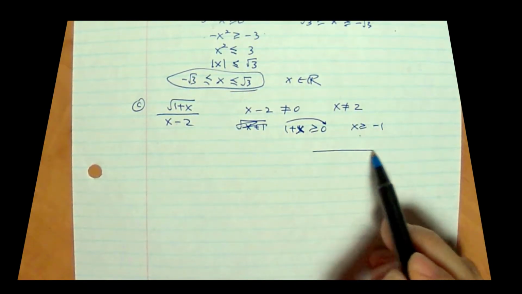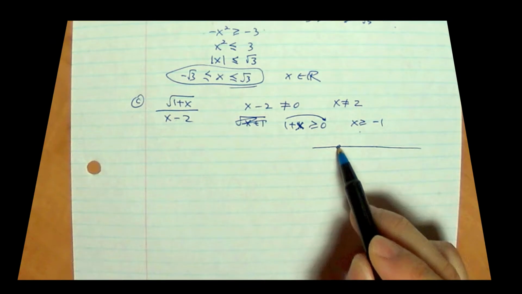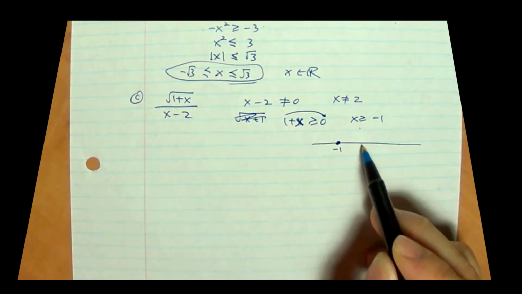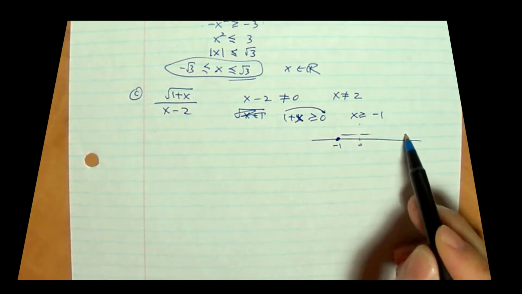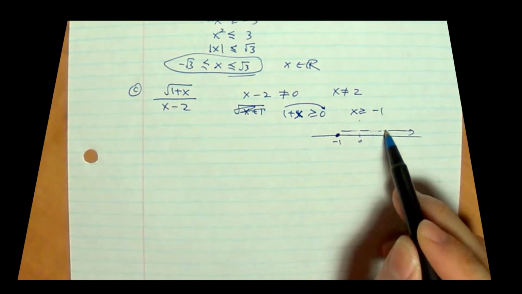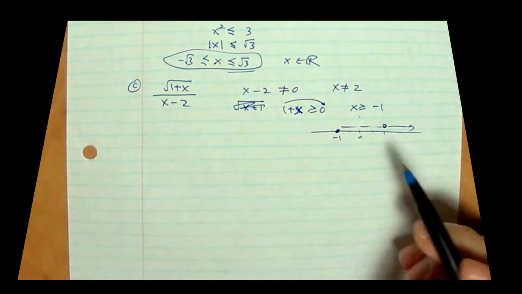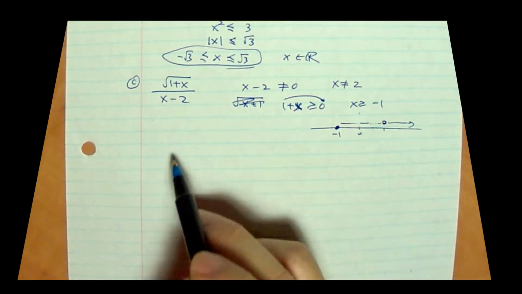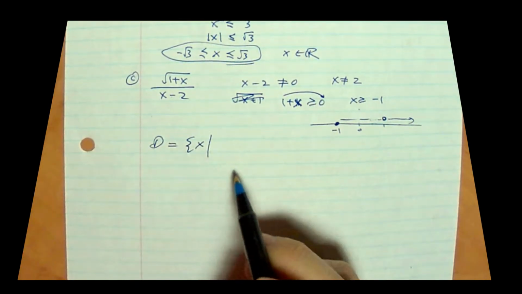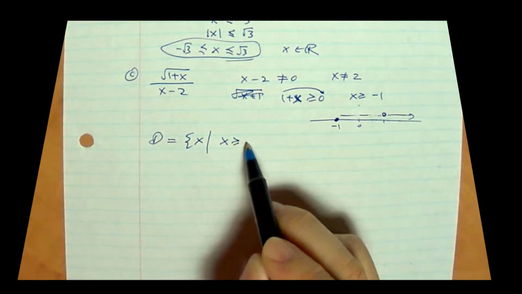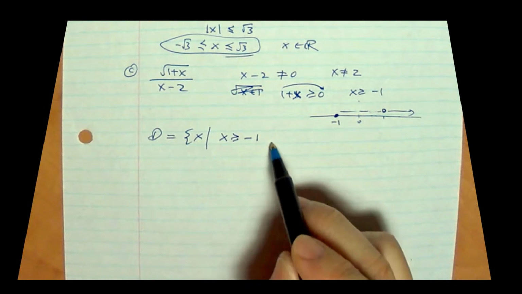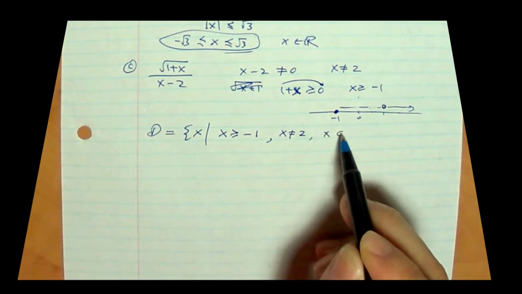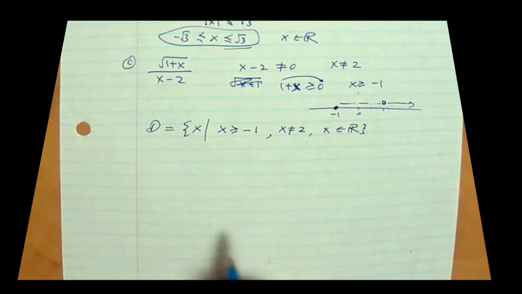So if you look at the number line, anything x is greater than or equal to negative 1. So here's negative 1, solid dot. Here's a 0. And anything greater than that is supposed to be the answer. However, you cannot include 2. So at 2, you have to put a hole here. Now, one way to express that as a domain, you say the domain of continuity will be the set of all x's such that x is greater than or equal to negative 1, x cannot be 2, and x is real. So that's one way of expressing your domain.